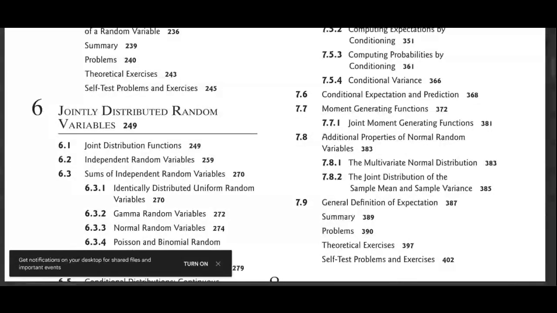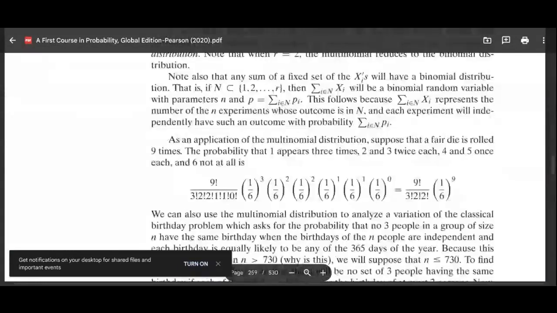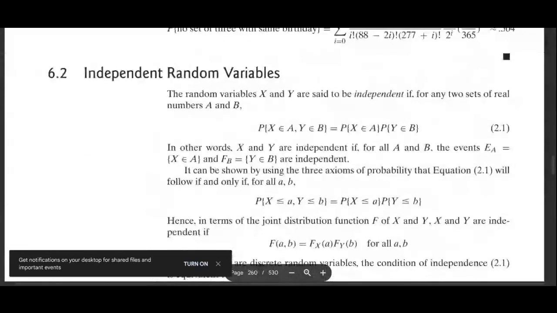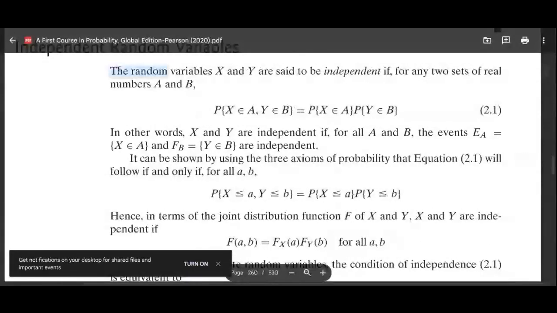Joint distribution function basically means we have a probability distribution, and the variables are equally weighted, all right? And then we can consider them at the same time. So now we're going to 6.2, talking about independent random variables. Random variables X and Y, and of course, as we mentioned in the last class, there can be finitely many. We have seen from the presentation we have 2 variables or 3 variables.